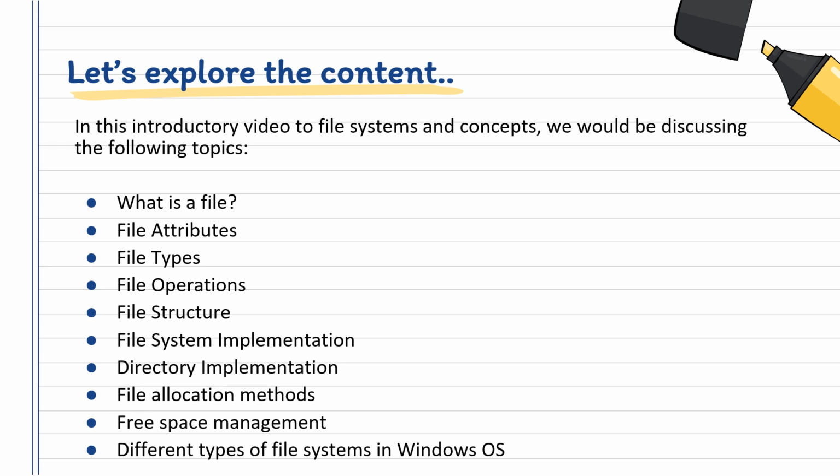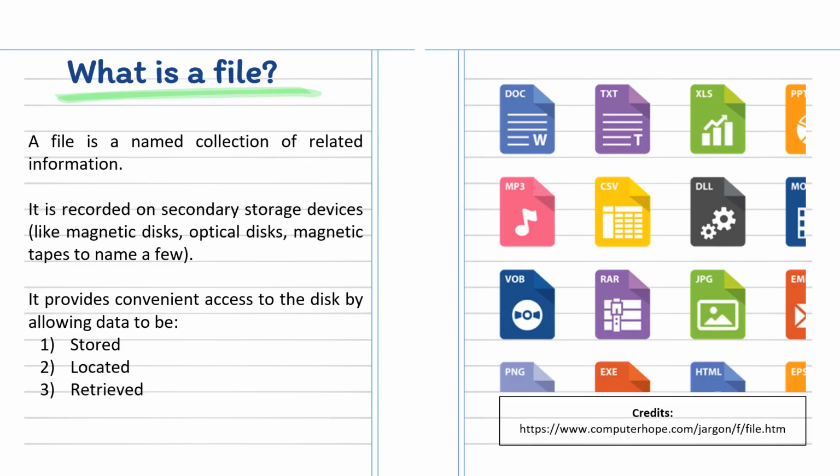In this introductory video to file systems and concepts, we would be discussing the following topics: what is a file, file attributes, file types, operations, structure, system implementation, directory implementation, file allocation methods, free space management, and also different types of file systems in Windows OS. Let us now understand what is a file.